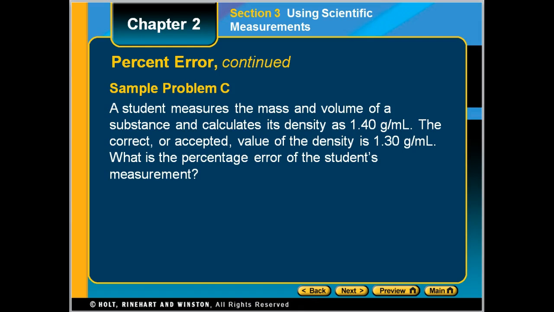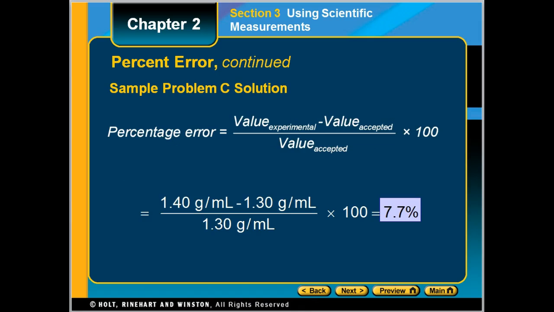So we need to compare the accepted and the experimental value, and then we will subtract the two, divide by the accepted, and multiply by 100. When you set that up, it looks like this: 1.4 minus 1.3 divided by the 1.3, that whole thing in an absolute value, times 100, and that would mean that in that mathematical computation, you got 7.7% error.